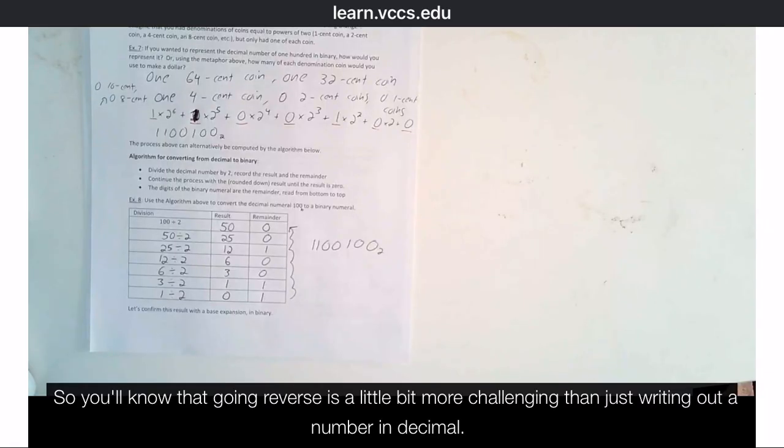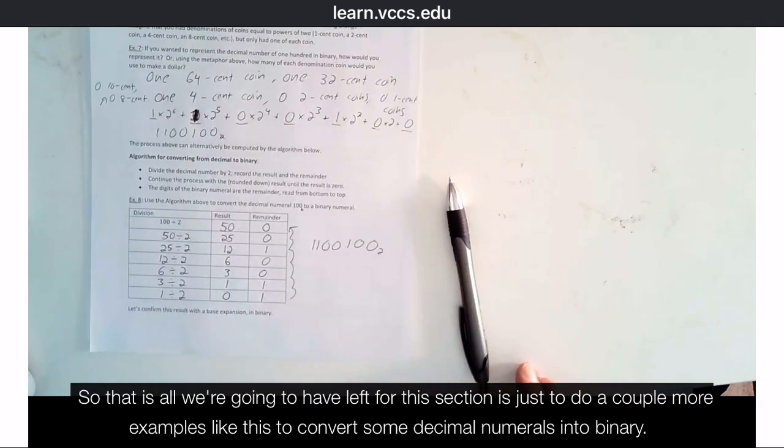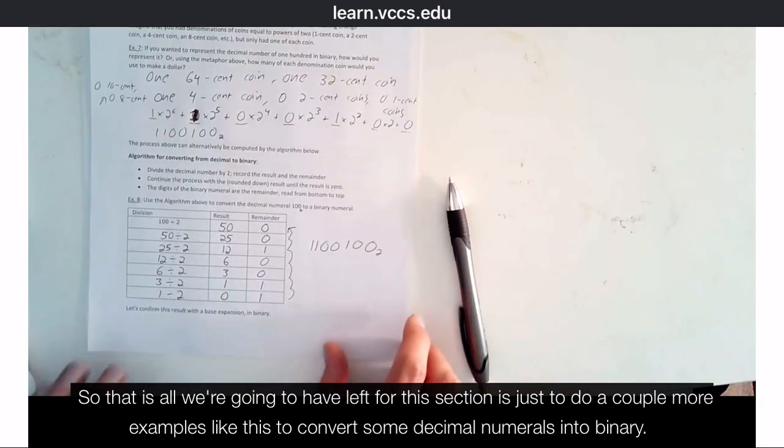So you'll note that going in reverse is a little bit more challenging than just writing out a number in decimal. So this is going to be something that takes a little bit more practice. So that is all we're going to have left for this section, which is just to do a couple more examples like this to convert some decimal numerals into binary.